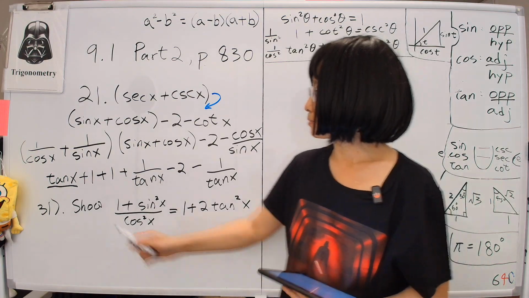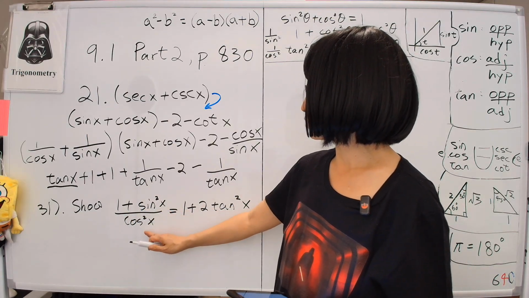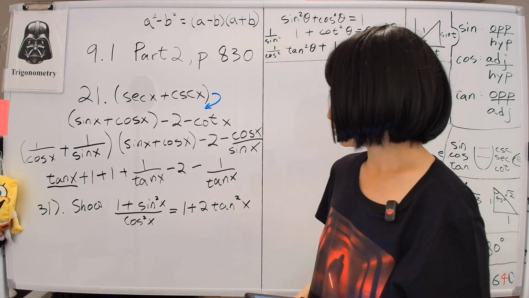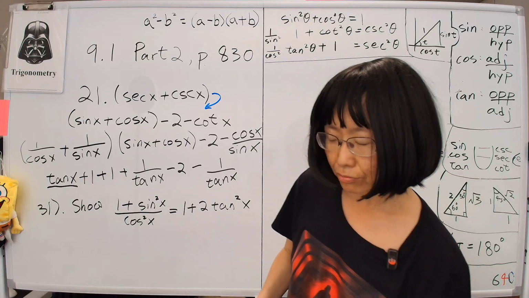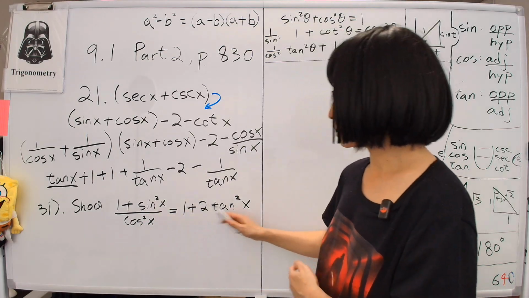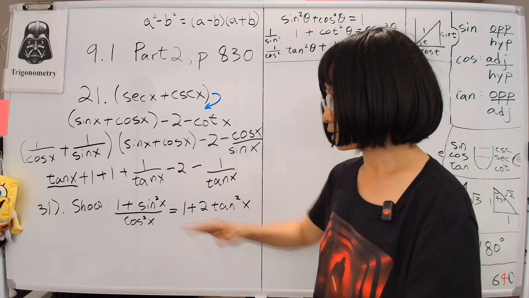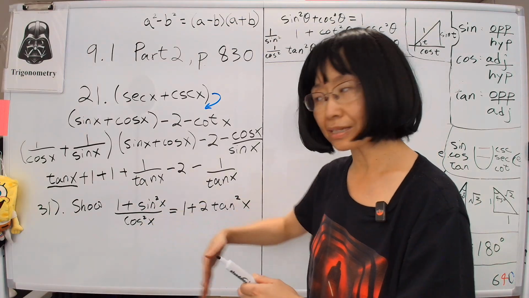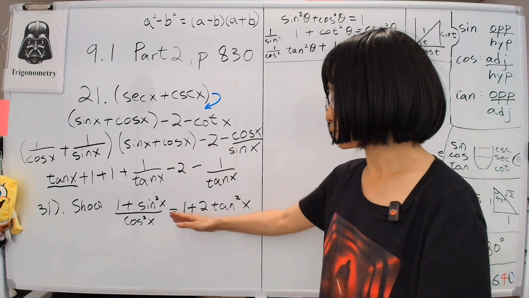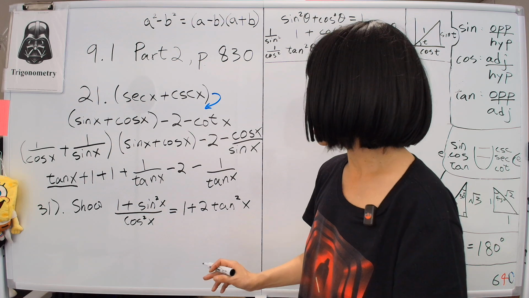Okay, so problem 31, we need to show that 1 plus sine squared over cosine squared equals 1 plus 2 tangent squared. In other words, we are trying to prove that this is the same all the time. What we can do is just manipulate this until it comes out to be the same on both sides. That means it must be true. And now what I mean by that is something like this.